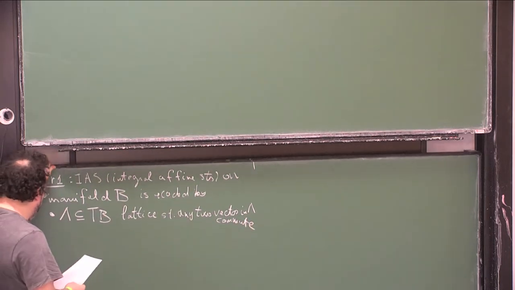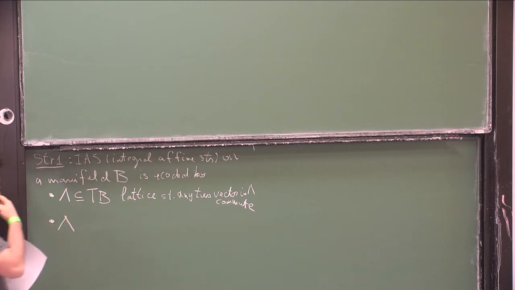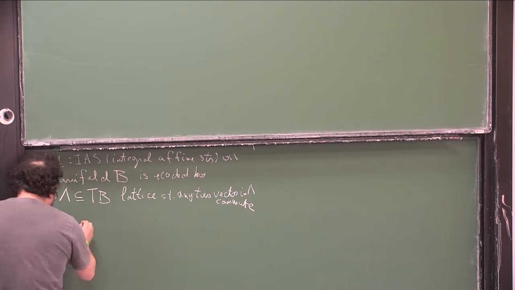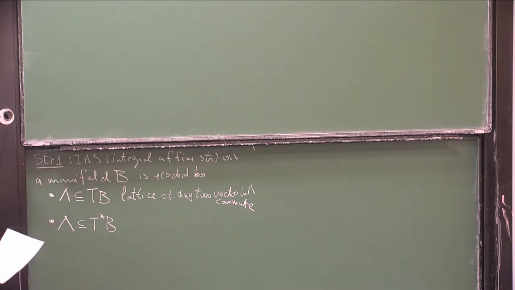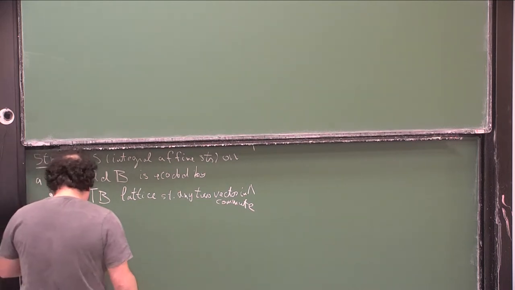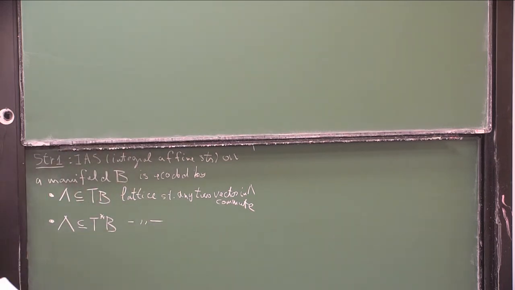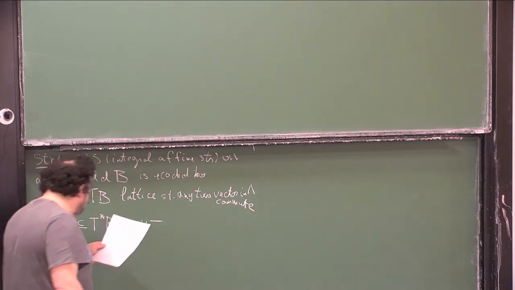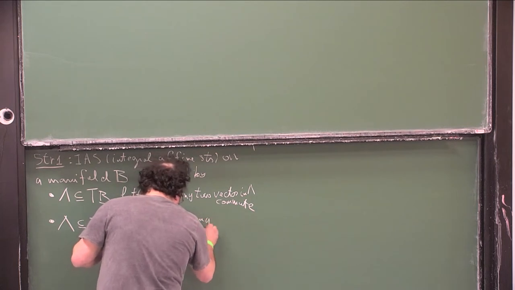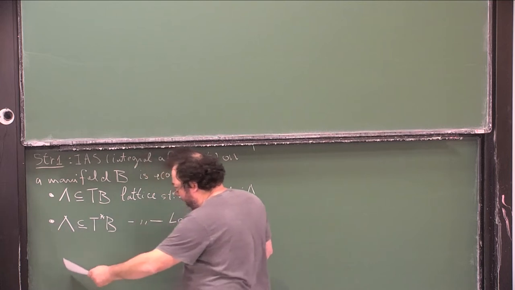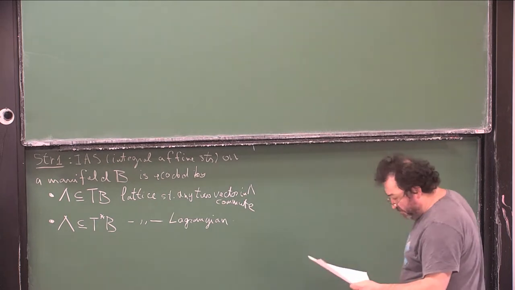Or you can pass to the cotangent bundle. I'm not going to call it Λ star because I'll start confusing them anyway. You recognize which Λ is by looking at where it is. Anyway, for today I'll only use the one in T*B. So Λ in T*B, again a lattice, such that it's locally spanned by closed, exact one-forms, or equivalently, and this is the nicest, Lagrangian. It has the same dimension as B, which is half the dimension of T*B, the right dimension for a Lagrangian.